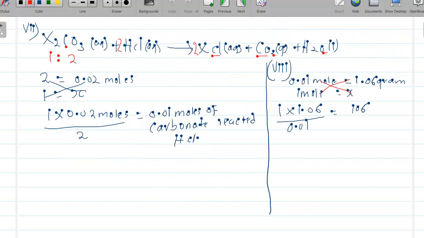It's equal to its mole ratio, which is 2. 2 is equal to this moles. Then what about 1 mole ratio from the carbonate? Then 1 times this one, then divide by 2. Then you get 0.01 moles of the carbonate that reacted with the hydrochloric acid. That's how you do it in this question.